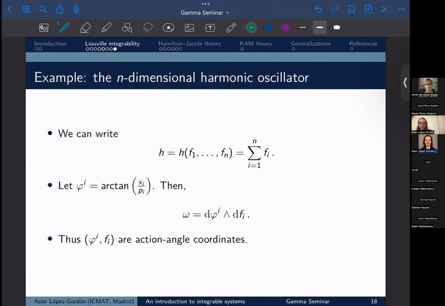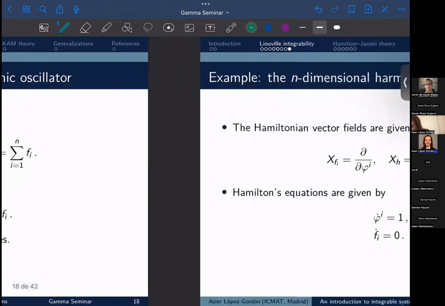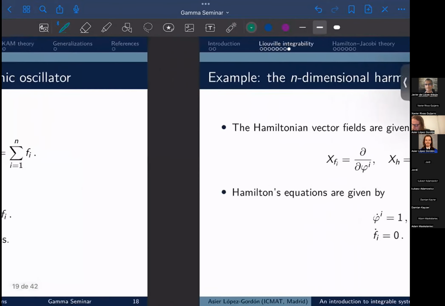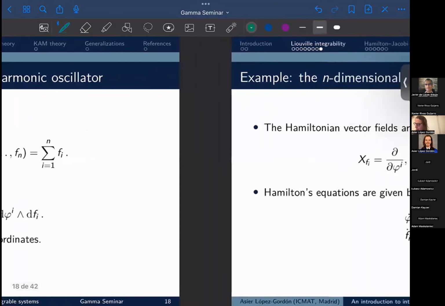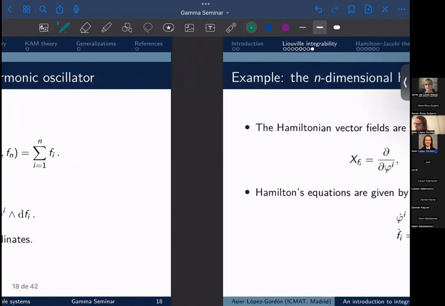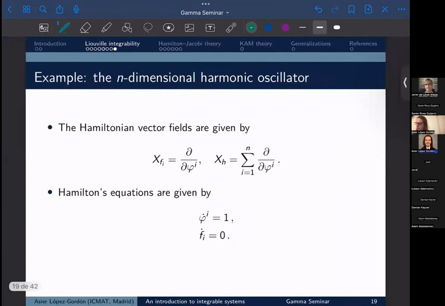Okay, so basically, these phi_i's and f_i's are action angle coordinates. Of course, in this really easy example, we have just constructed them by observation, or for the Spanish speakers, la cuenta de la vieja. But of course, this is not how you construct them for more involved examples. But well, that's why I will talk about the Hamilton-Jacobi theory later.